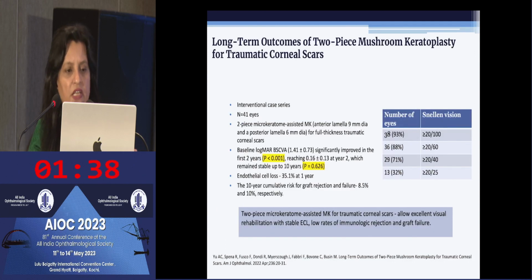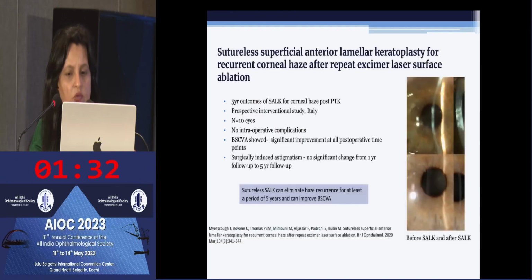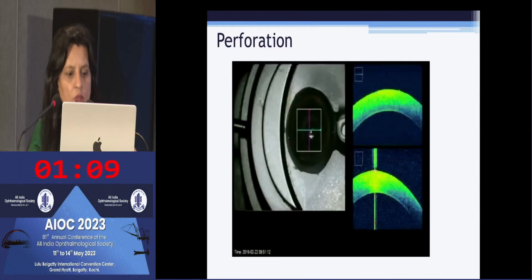This is again a variant, and I think Dr. Praveen also alluded to this, two-piece mushroom keratoplasty, which is advocated by Dr. Busin, and sutureless superficial anterior lamellar keratoplasty reported in one case in recurrent corneal haze after repeat excimer laser surface ablation. Again, these cases can be very difficult because the excimer laser has been done for them, and haze is there, and that has to be tackled. So SALC can be one of the options.